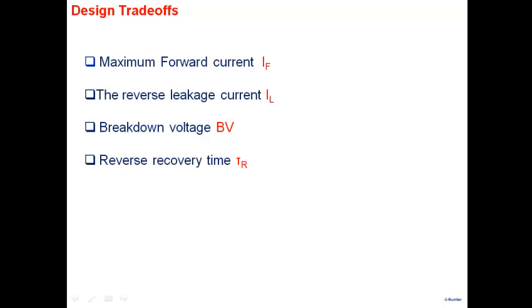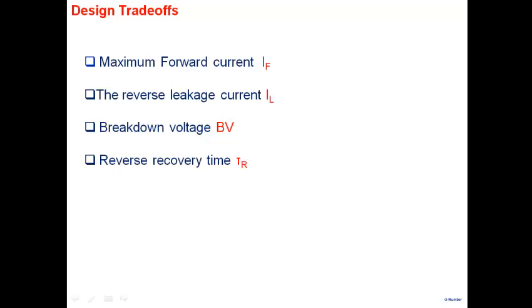As I try to increase the maximum forward current that my diode can handle, I would find that I'll start compromising on maybe breakdown voltage. I can't have that simultaneously. Very large current and very high breakdown voltage becomes very difficult. So we would like to understand why it is difficult. Once you derive expressions for IF, IL, BV, and tau R, you are in a position to explore the relationships between these. And you'll see that getting a large IF and a large breakdown voltage is difficult. It's possible, you can do that.